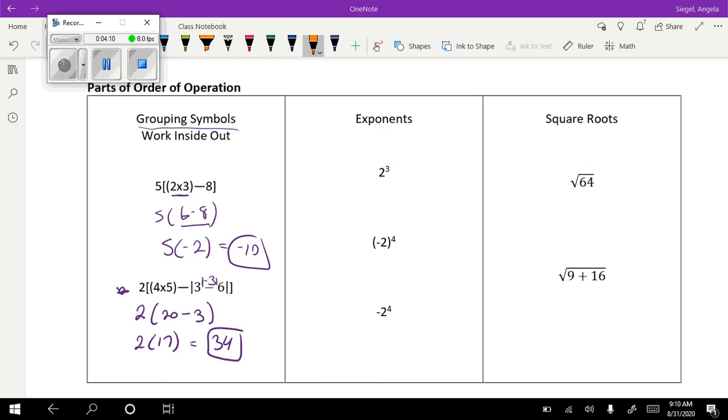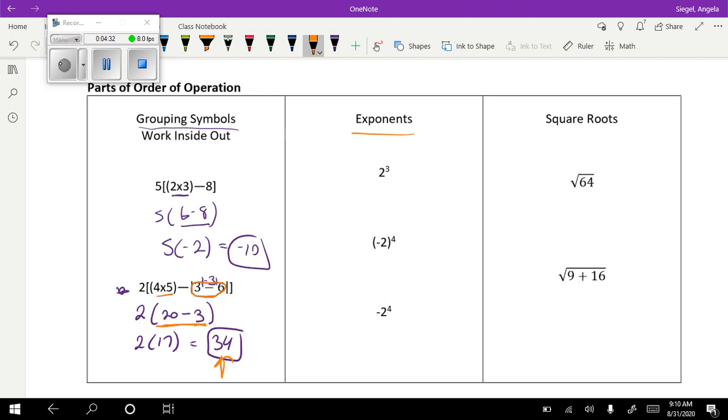Okay, so if you'll notice, I looked at this, 3 minus 6 inside the absolute value bars, so that's negative 3, but the absolute value of negative 3 is positive 3, so that's where that came from. Obviously, 4 times 5 is 20, and then I combined these, I worked inside the grouping symbols, and ended up with 34 as my answer.